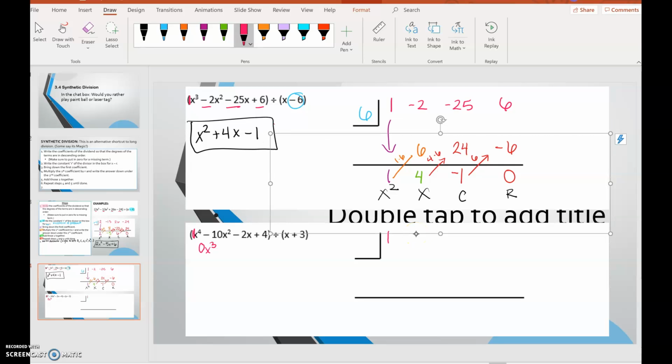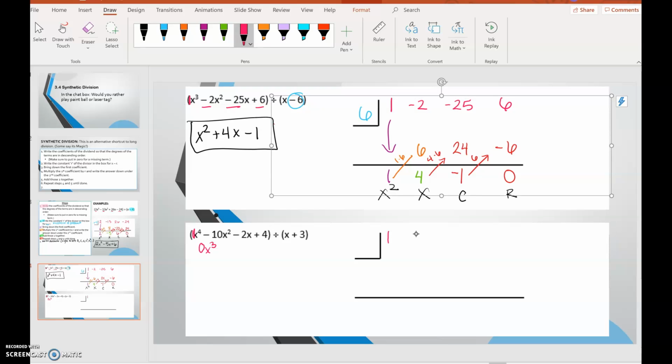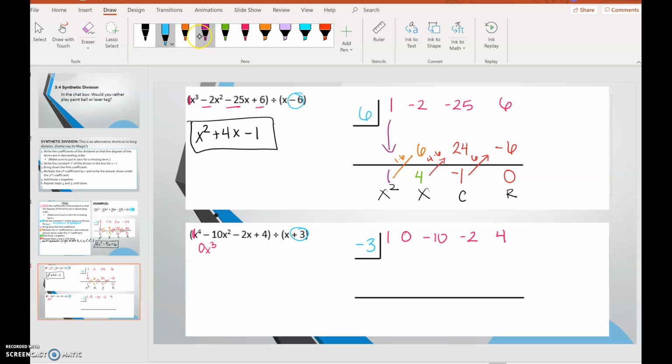So 0, then -10, then -2, then +4. And then here is a +3, so this time it's going to be a -3. And now it's the same process. So bring down the first coefficient, and I would recommend that you pause the video and then try doing all this and then check your work.